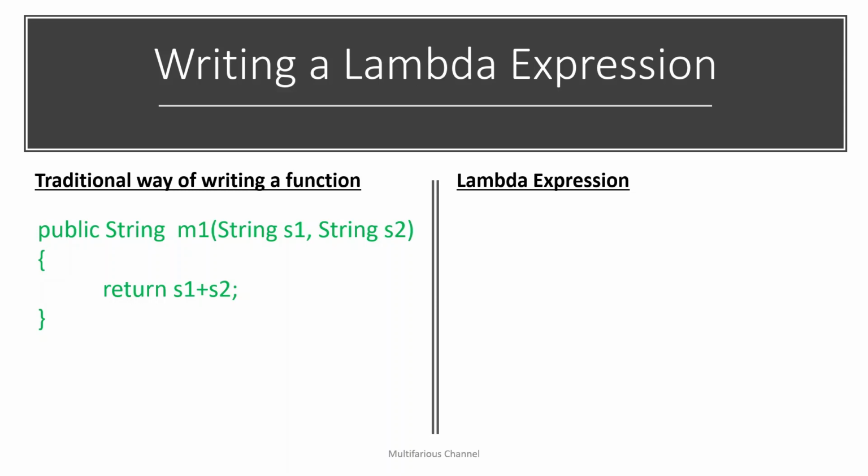Since lambda expression doesn't have any modifier, let me eliminate the public keyword from here. Next, lambda expression doesn't have any return type, so let me eliminate the String word from here. And lastly, lambda expression doesn't have any name, so let me remove the name of the method. Now see what is remaining. The parenthesis having a list of parameters and the method body. So now our expression will be like (String s1, String s2) { return s1 + s2; }. So these are some of the examples of how you can convert the traditional methods to the lambda expression.